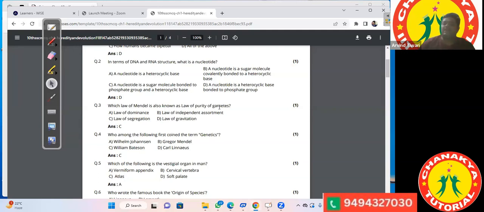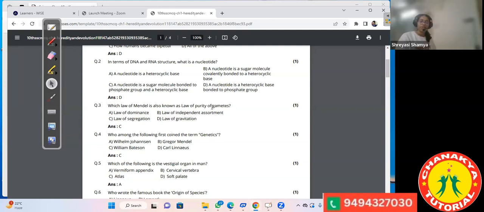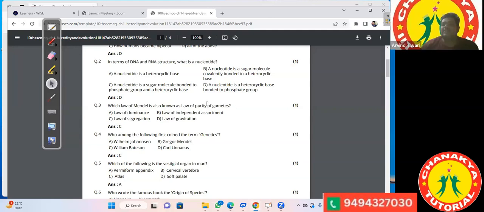Sir, heterocyclic bases are nothing but nitrogen bases, sir. Yeah, they are the nitrogen bases. Okay. Third one, which law of Mendel is also known as the law of purity of gametes?